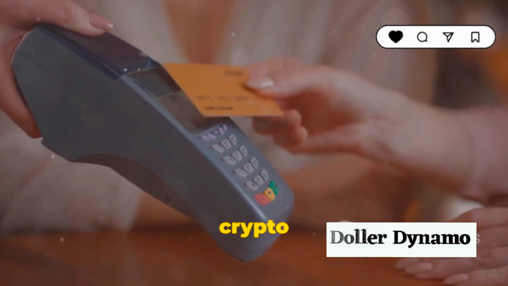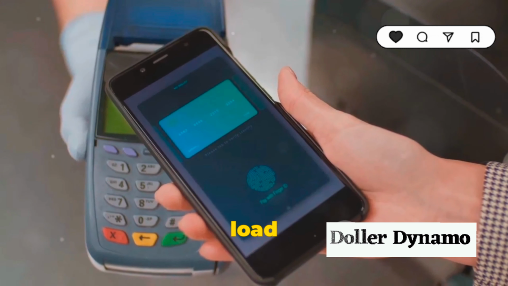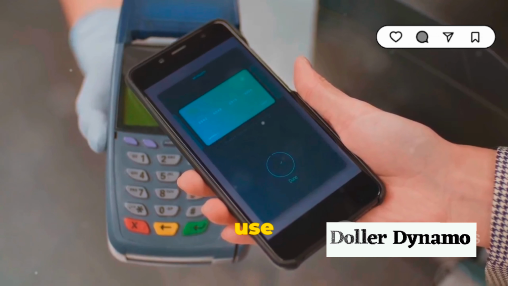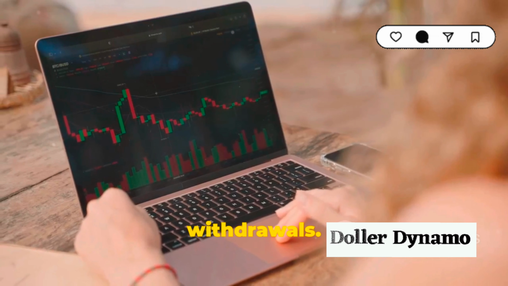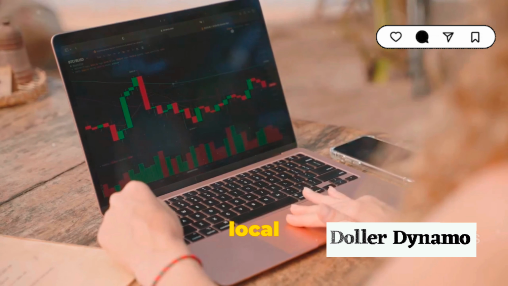Third, use a crypto debit card. Platforms like Crypto.com or Binance Card let you load USDT onto a debit card and use it for shopping or ATM withdrawals. Finally, for big transactions, you might want to look into OTC and local cash deals.